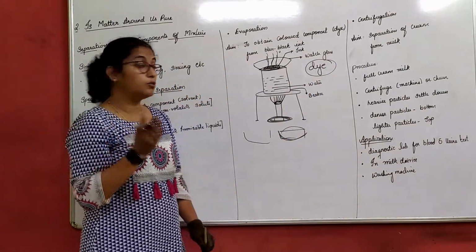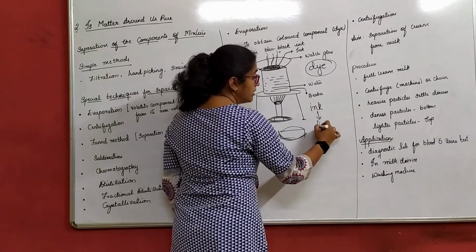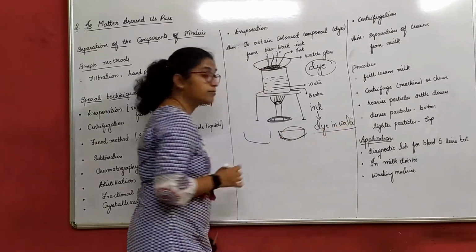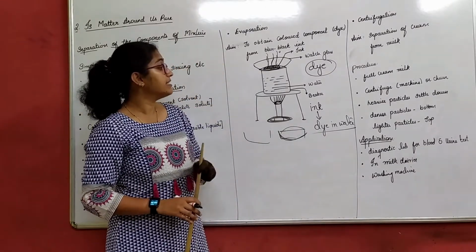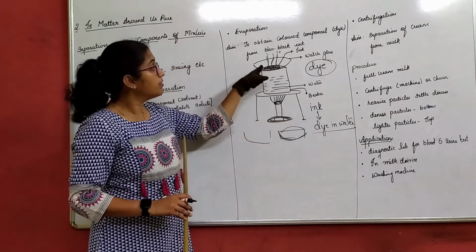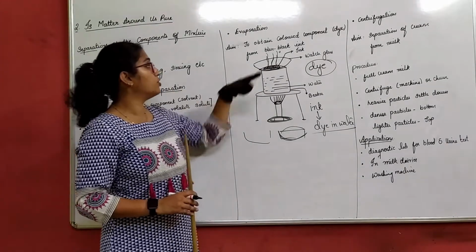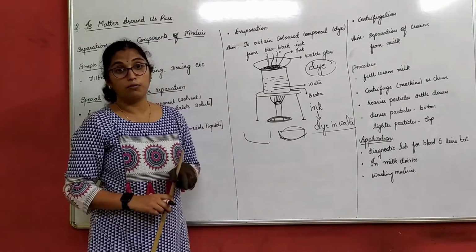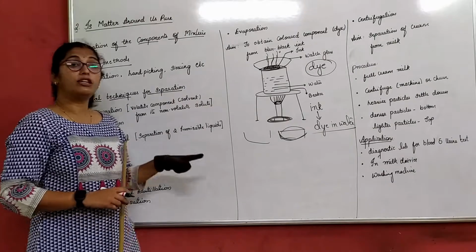So from this we can come to a conclusion that ink is a mixture of dye in water, right? So this is how we can separate the volatile component, that is the solvent, from its non-volatile solute, as we have written here. So ink was a non-volatile solute wherein water was a volatile component. This is the method used to separate a volatile component from a non-volatile solute.